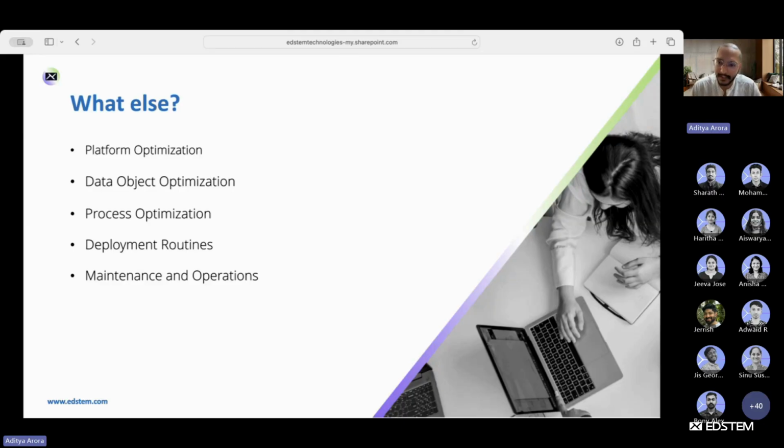What else? A lot. So, like I said, my goal was to make you guys confident enough, or at least give you a cookbook to use when you are designing your own data warehouse from scratch, probably for the first time. So, what else comes into it after you have done whatever we have discussed for the last 40 minutes? Comes platform optimization, data object optimization.